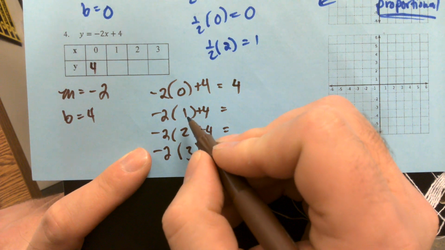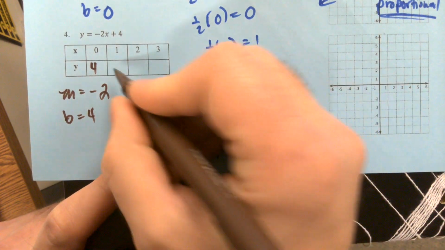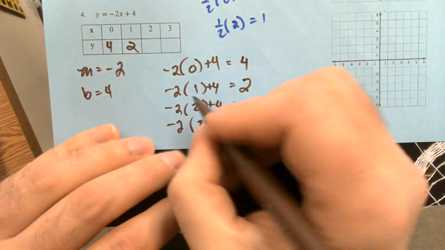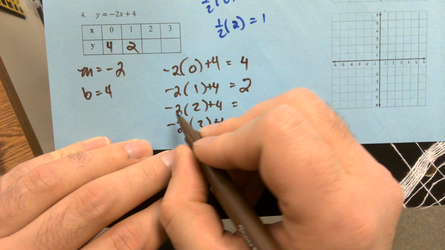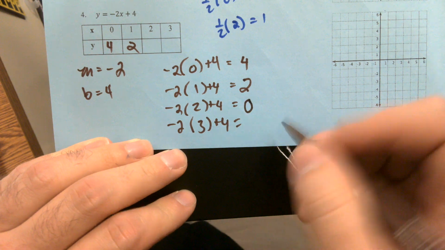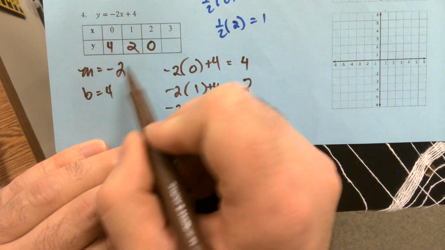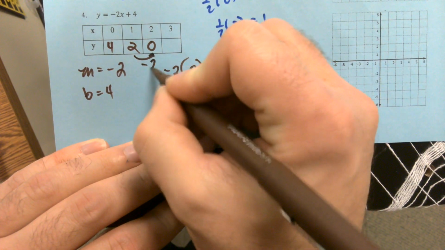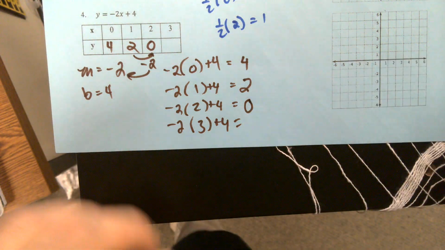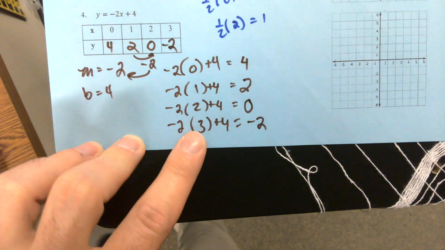What's negative 2 times 1? Negative 2. Plus 4 gives us 2. Good. Negative 2 times 2 gives us negative 4. Be careful. Negative times a positive always gives us a negative. And negative 4 plus 4 cancels out and gives us 0. What's our change in y that we can see on this table? If we go from 4 to 2 and from 2 to 0, we're subtracting 2. Hey, look at that. That's our slope right there. That matches up. We know we're in good shape. Negative 2 times 3 is negative 6. Plus 4 gives us negative 2.